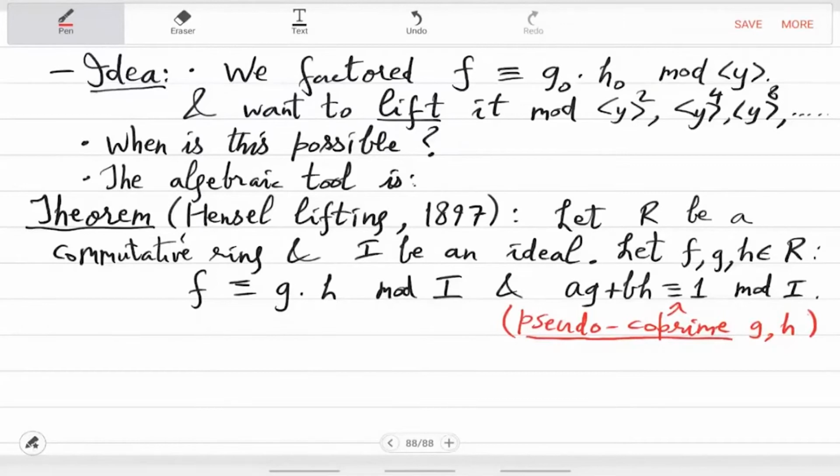So, you want G and H to be somehow co-prime, and these are the factors mod I. So, these are pseudo coprime factors mod I. Okay, this is what you start with, and then you want to go to the next step.